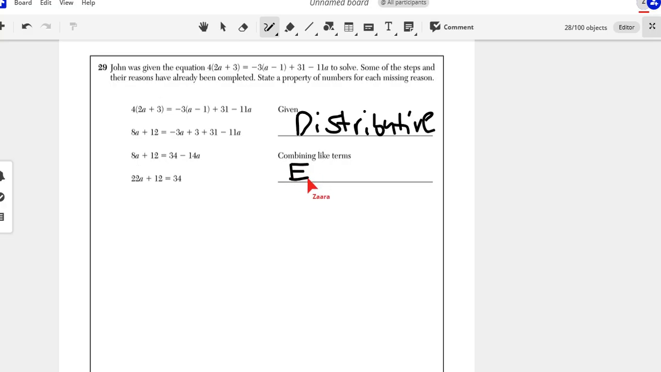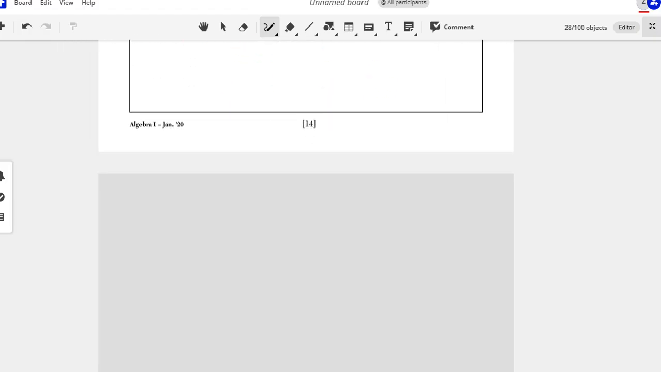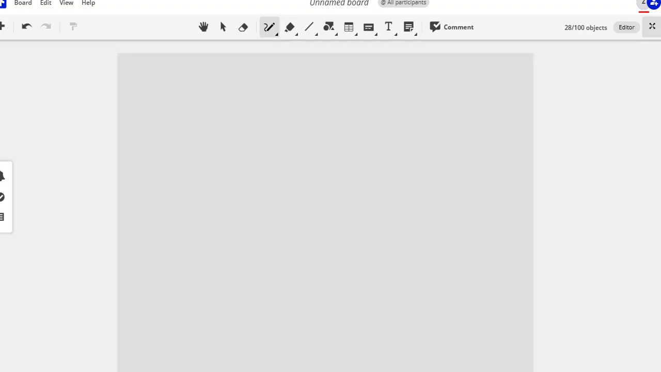No, it is adding on both sides. Yeah, we add. So it is the addition property of equality. Oh no, this is combining like terms. We did that over there. Addition property of equality. Okay. Next, problem 30.